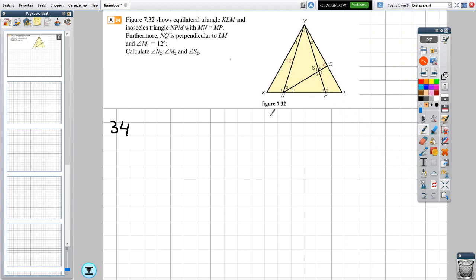If I'm going to take a look at how I'm going to solve this, you see there is a lot of information given this time, which isn't actually given in the drawing. So you have to read carefully in this kind of exercises as well.